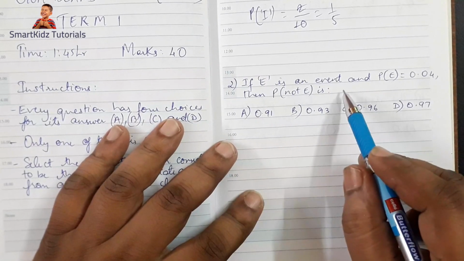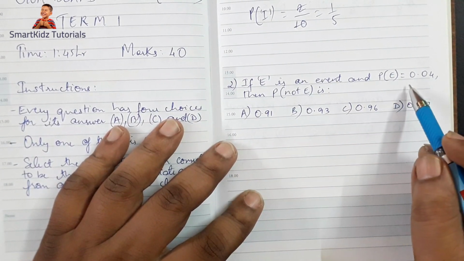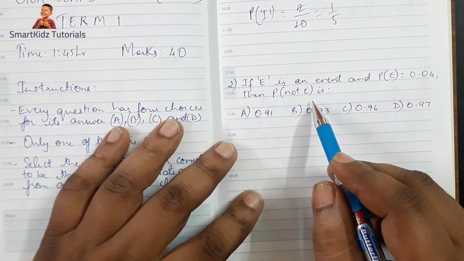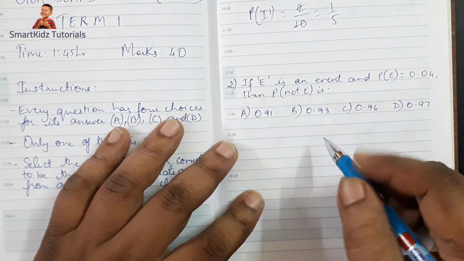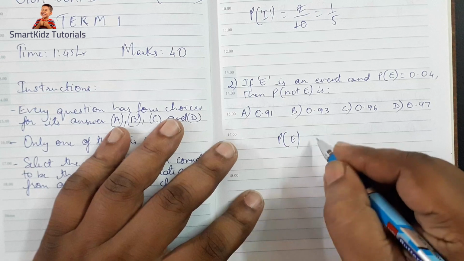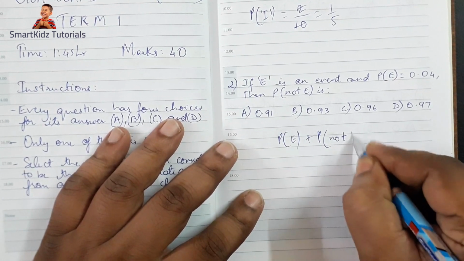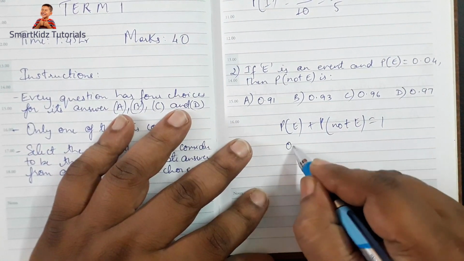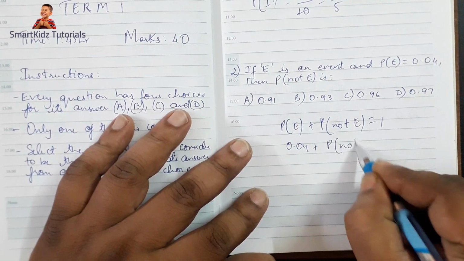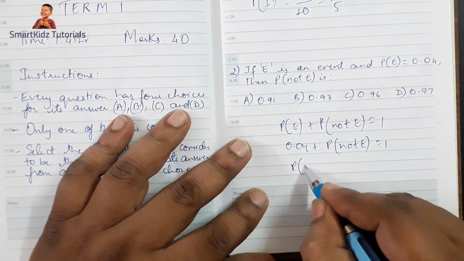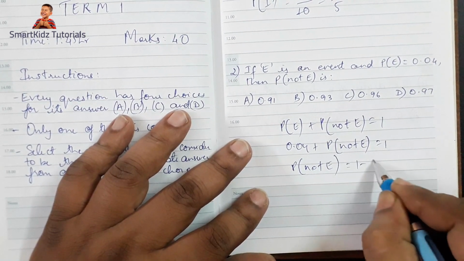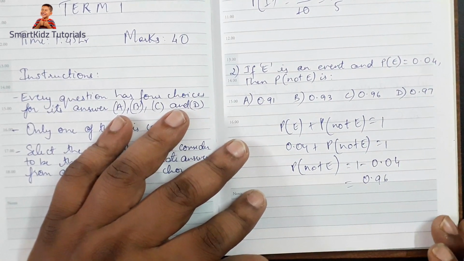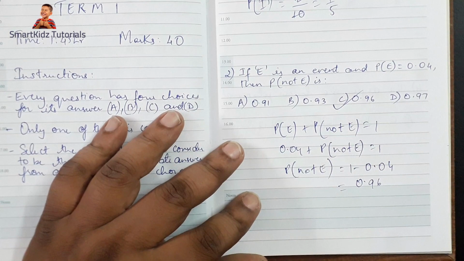Next, if E is an event and P of E, or the happening of the event, is equal to 0.04, then probability of not E, that means the event not happening, is what? So we know that probability of event happening plus the probability of event not happening should be equal to 1. Probability of event happening is given as 0.04, which means probability of event not happening will be 1 minus 0.04, and for this the answer is 0.96, which means C is the correct option.